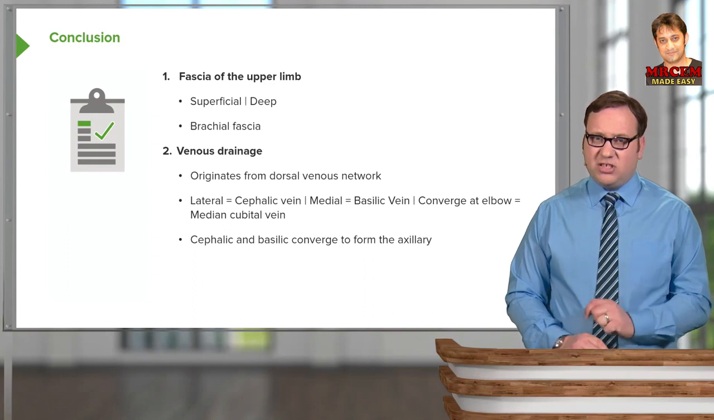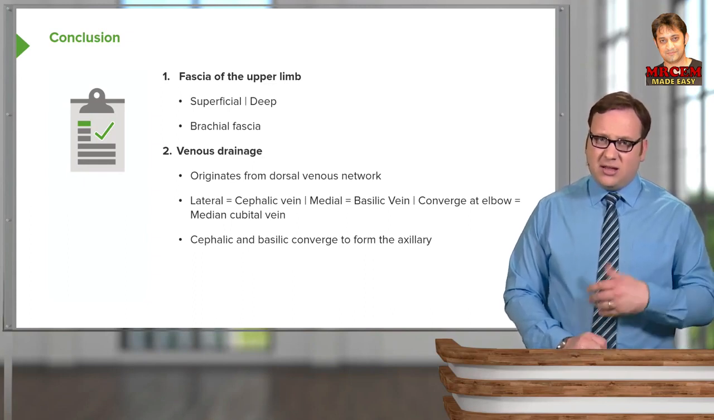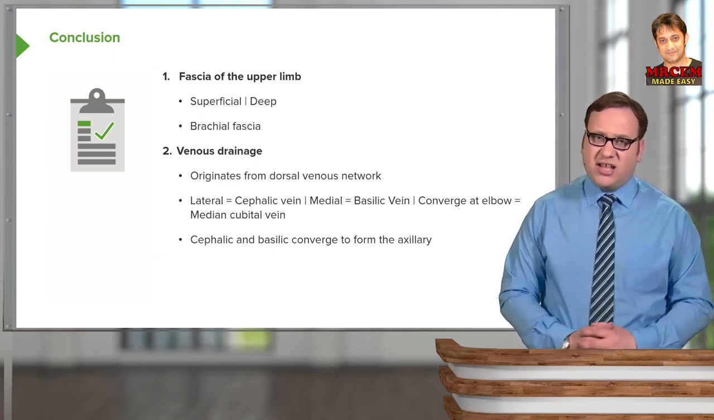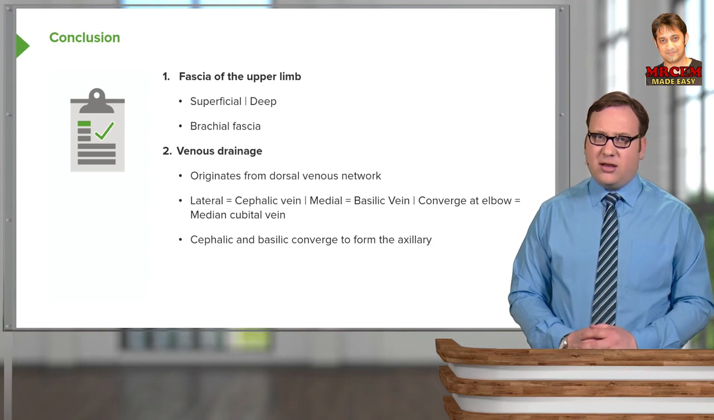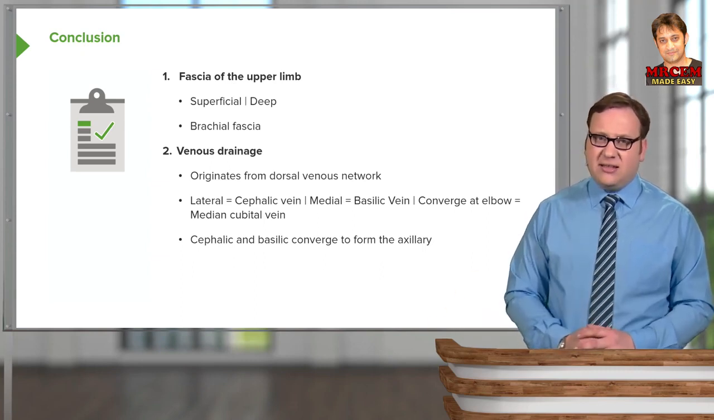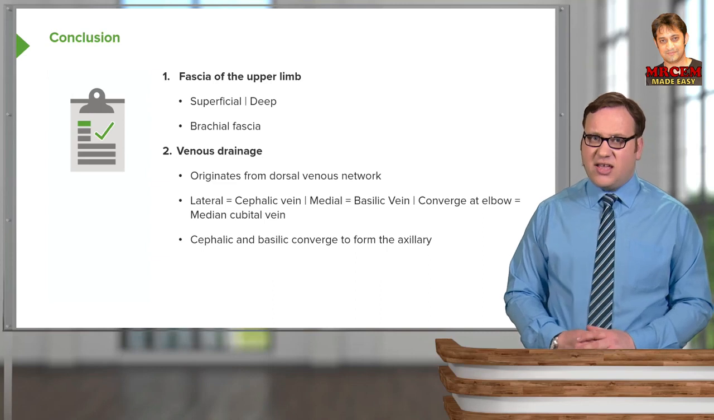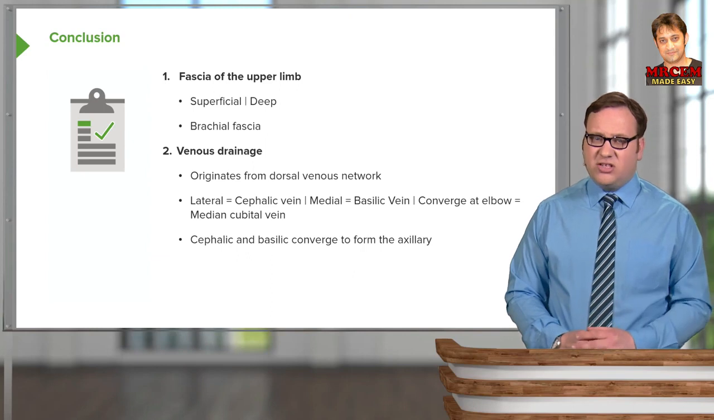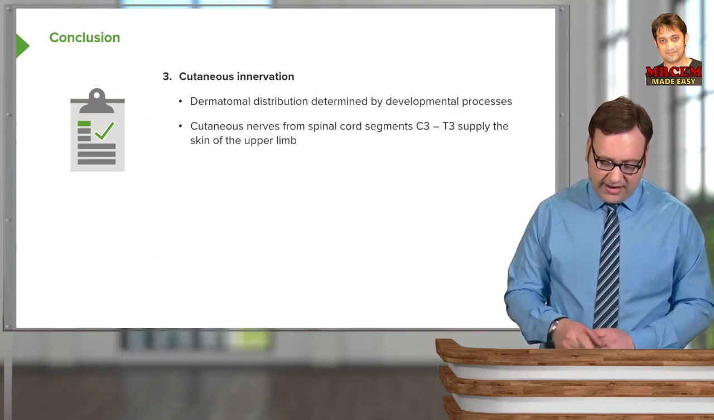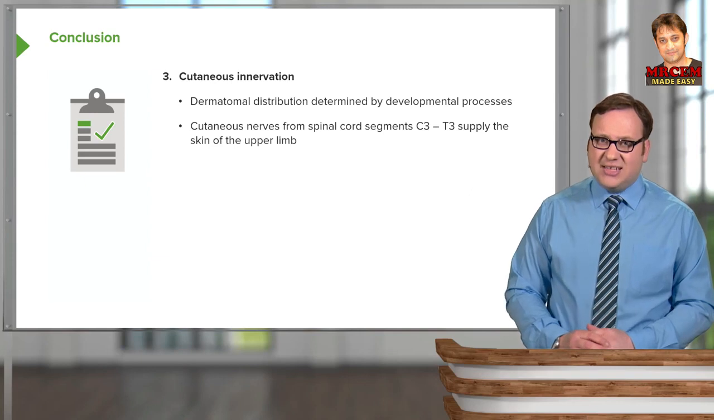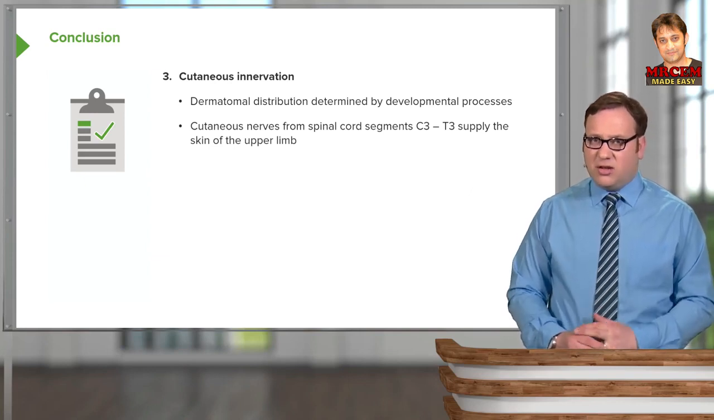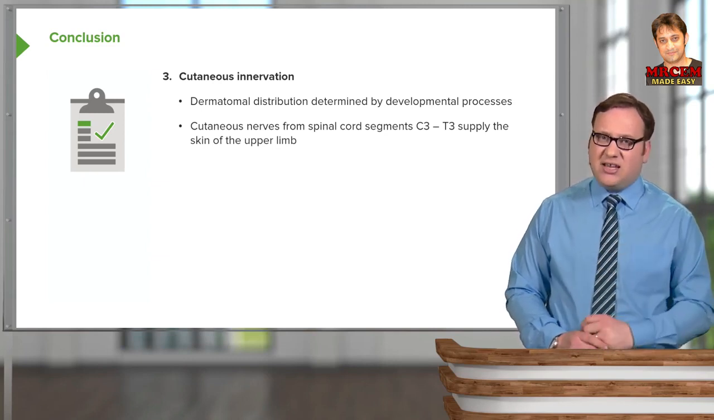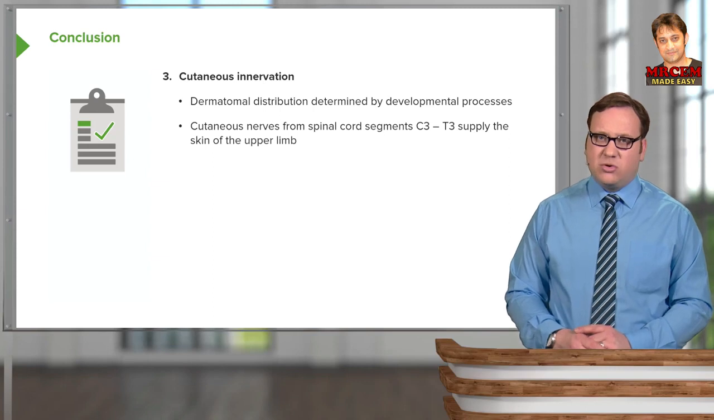So in conclusion, we've looked at the main superficial structures. We've looked at the superficial and deep fascia of the upper limb, specifically the brachial fascia. We've then looked at venous drainage, which is originating from the dorsal venous network. And laterally, the cephalic vein, medially, the basilic vein, and how they converge at the elbow to form the median cubital vein. We also see how they converge superiorly to form the axillary vein. And then finally we looked at cutaneous innervation, the dermatomal distribution, which is determined by those developmental processes, and the actual specific cutaneous nerves from the various spinal cord segments.